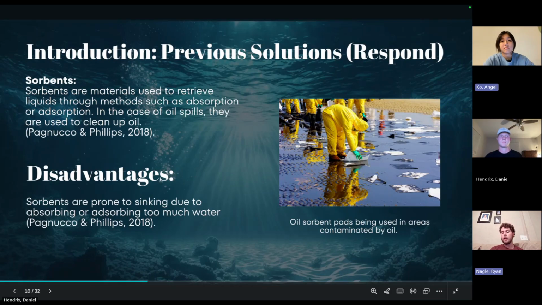And then another solution that goes hand in hand with that is sorbents. Essentially, sorbents are materials or chemicals that are used to retrieve the oil that's been broken up or just spilled, through methods of either adsorption or absorption. The big issue with this one is that sorbents are prone to sinking in the water as the oil is being absorbed. In cases where absorption is used, the sorbents can become too heavy and sink. Essentially, that is what's wrong.